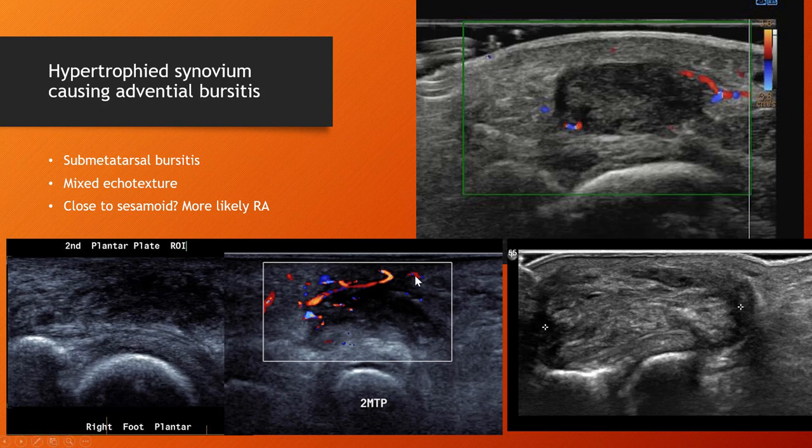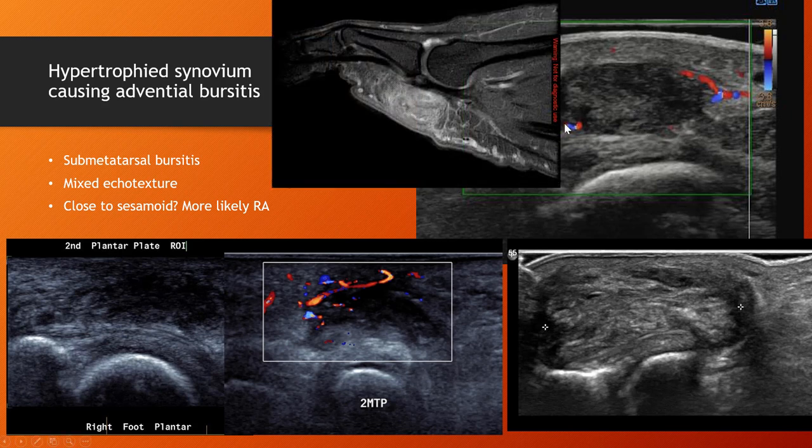But if you see this sort of appearance close to a sesamoid or in a high pressure area, it could be a rheumatoid nodule. So these two examples on the right are rheumatoid nodules, and they can equally occur in points where there's a lot of pressure, so under the hallux, and also over the peroneal tubercle laterally on the foot. And this is an adventitial bursitis, shown very nicely on the MRI underlying the MTP joint.